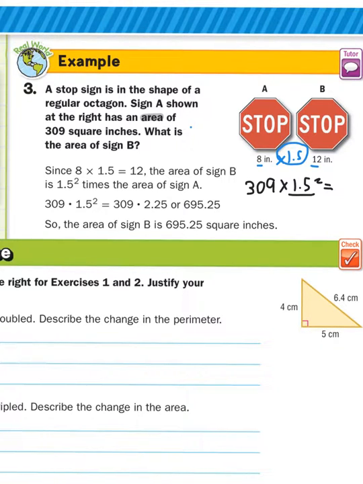So all we would have to do to find the area of the new stop sign is multiply 309 times 1.5 squared. And if you do that, you'll get, they actually have the answer for us down here, 695.25 square inches. So that's where the rule comes in handy. We don't know the formula for area of an octagon, so there's no way we could do this with the 12 with that knowledge. But we do know if this times 1.5 is 12, 309 times 1.5 squared will get us our new area, and it did.